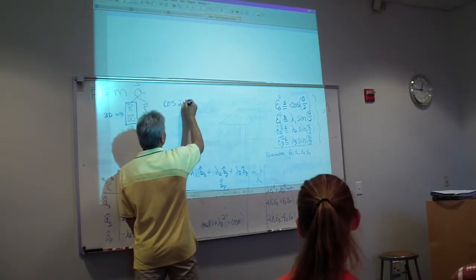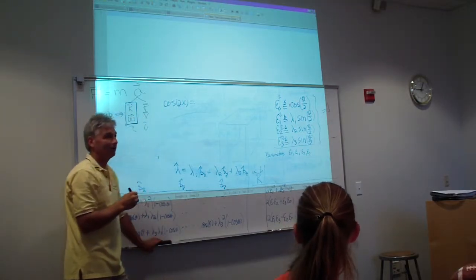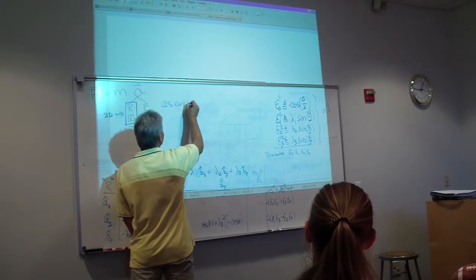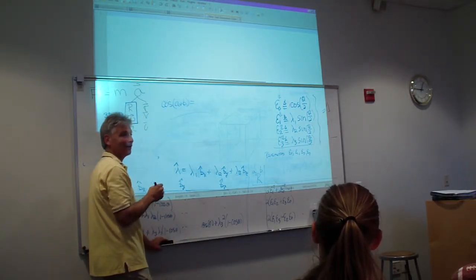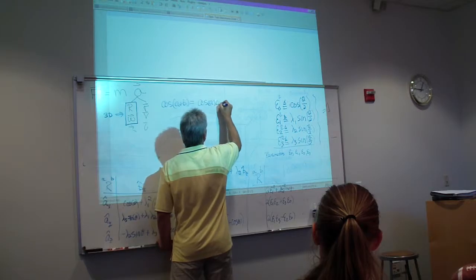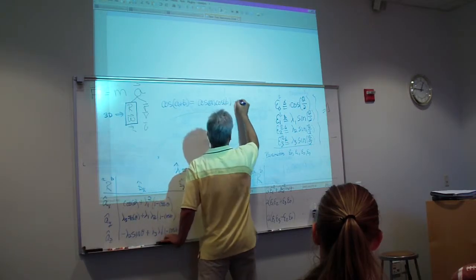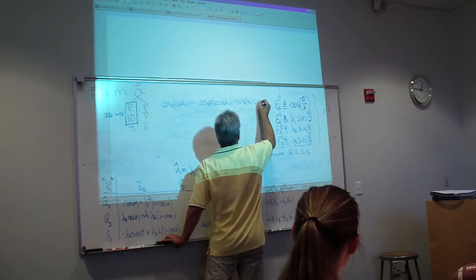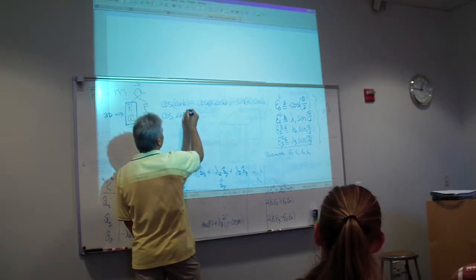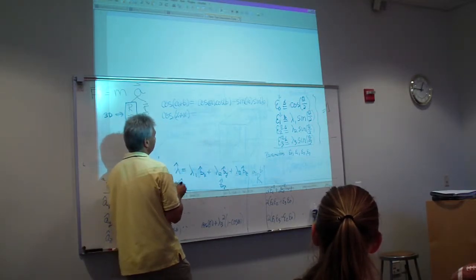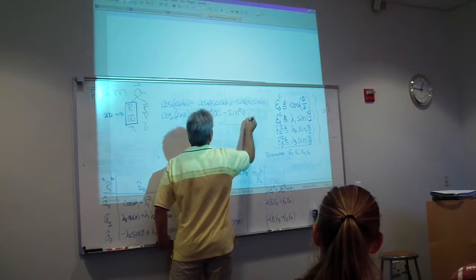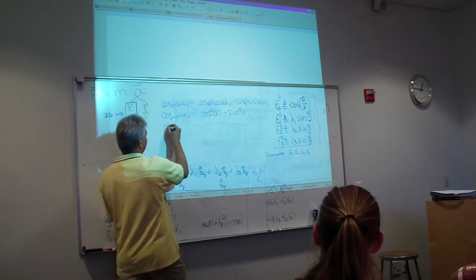Cosine 2x. How about this? Let's do cosine of a plus b. How about we start there? Anybody remember that one? On this side of the table. Okay, cosine a cos b. And then now we'll do cosine of x plus x, otherwise known as cosine 2x. And that's the same as cosine 2x, right?